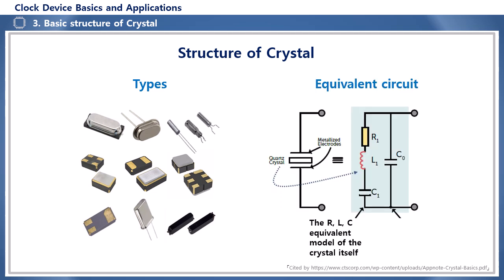The equivalent circuit of the crystal is the R/L/C equivalent circuit of the crystal oscillator itself, and the shunt capacitance between the two electrodes of the crystal element is equivalent to C0 and has a value in the range of 2 to 7 picofarads. This equivalent model of the crystal itself and the capacitor connected to the two external terminals are combined to produce an oscillation action of a specific frequency.